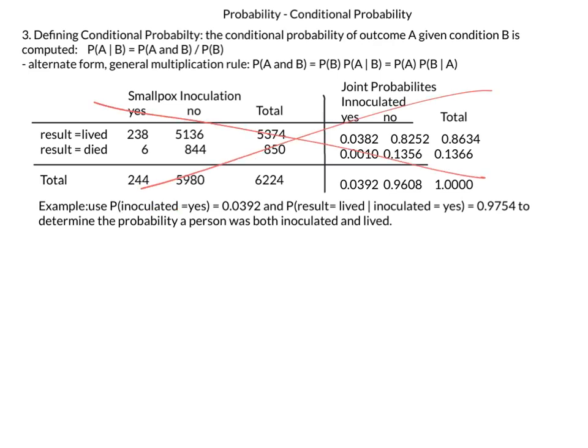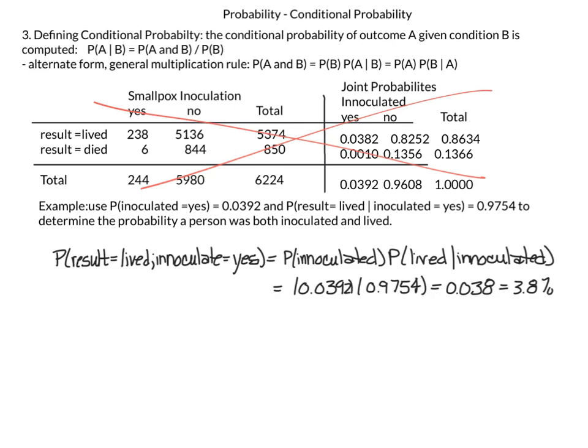Use P inoculated equals yes equals 0.0392 and P result equals lived given inoculated equals yes equals 0.9754 to determine the probability a person was both inoculated and lived, our joint probability. So our joint probability is probability inoculated times probability lived given inoculated. So we're given probability inoculated, we're given the conditional probability, we multiply them together, and we get 3.8%.